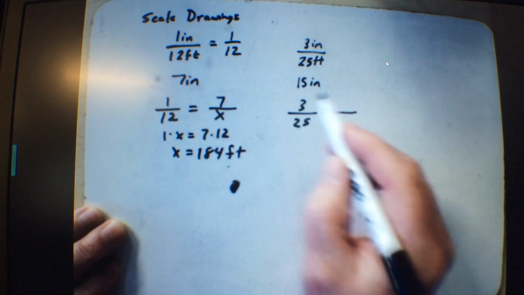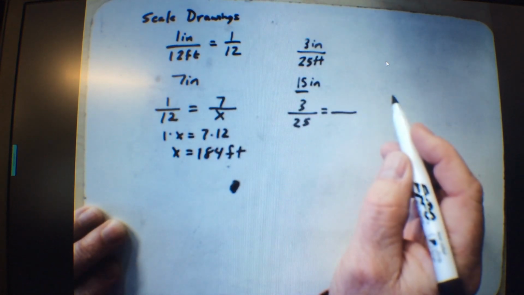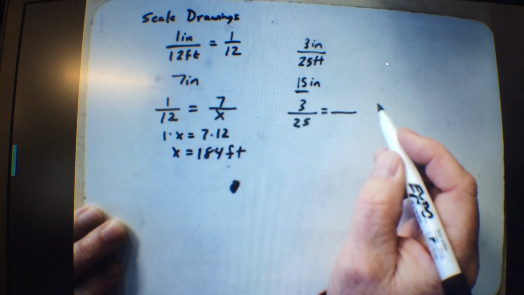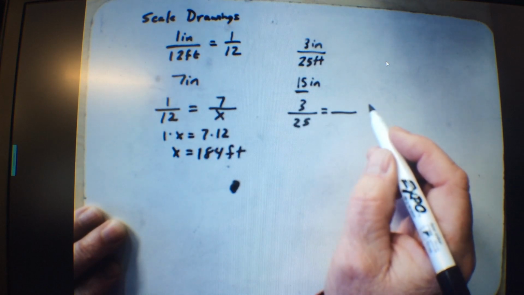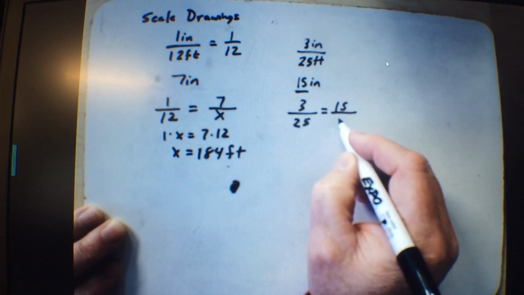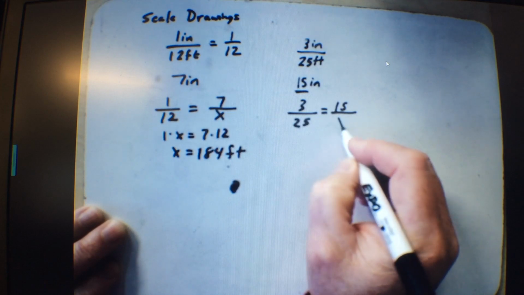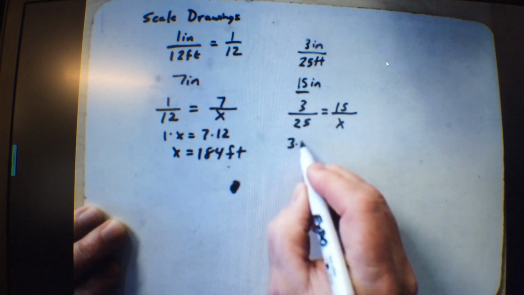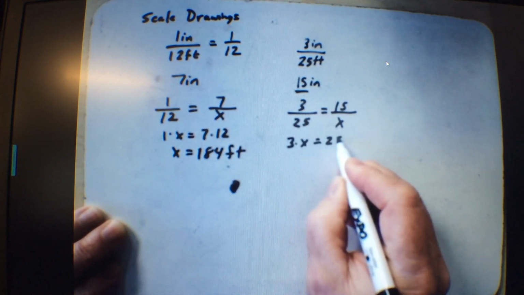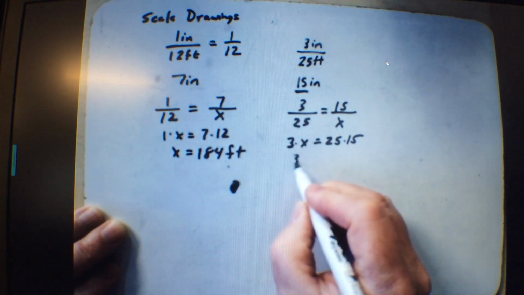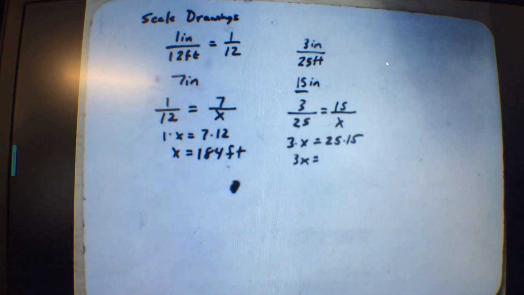Where does the 15 go? This is what I'm looking for. Where does the 15 go? On top. It goes on top, right? Because it's inches. So what goes on bottom? X. All right, now we cross multiply. We have 3 times x equals 25 times 15. Is that correct? All right, so we have 3x equals, what's 25 times 15?